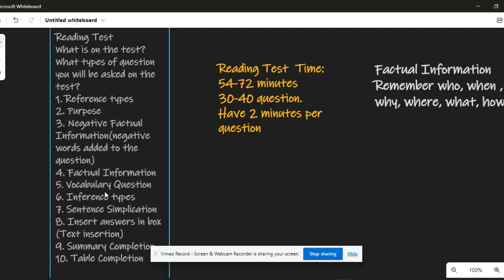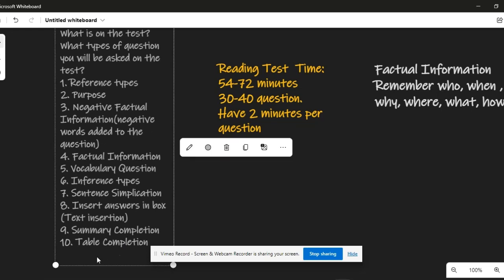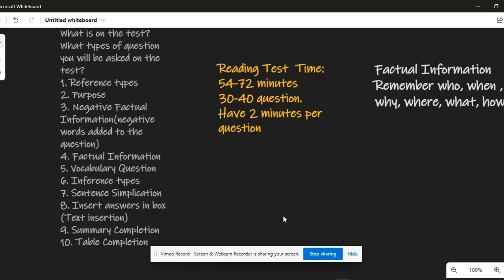The fifth is vocabulary questions. Sixth, inference types. Seventh, sentence simplifications. Eight, insert answers in box, like text insertions. Number nine is summary completions, and number ten, table completion.